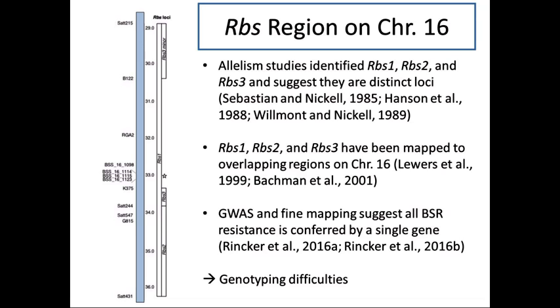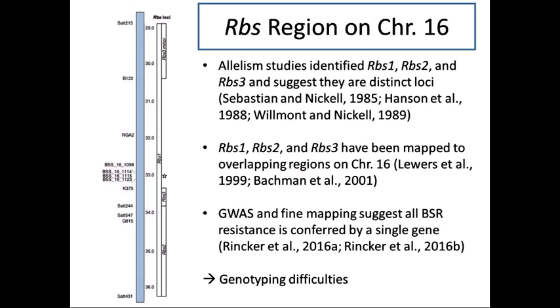RBS2 has been mapped right here between SAT244 and SAT431. It's 20 centimorgans and completely overlapped by RBS1. RBS3 is the finest mapped, right here, K375 to SAT244. Again, it's completely overlapped by RBS1, but it's the finest mapped at 5 centimorgans. So if you're a breeder and you want to integrate one of these genes into your elite line, or pyramid resistance and stack 2 of them into your elite line, it's a really difficult task. How do you even begin? It's a really complicated and confusing region.